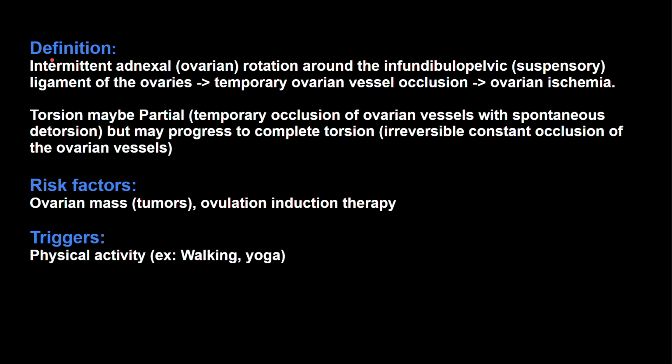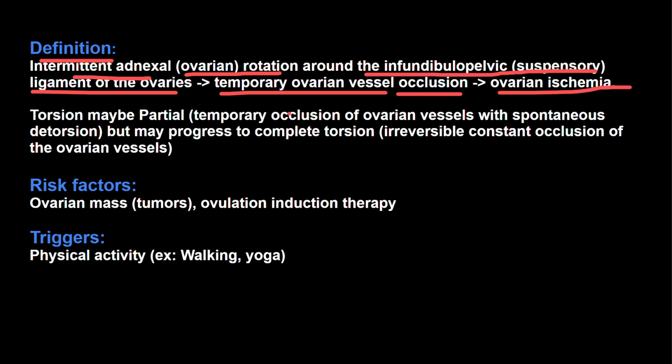Okay, guys, ovarian torsion. By definition, ovarian torsion is the intermittent adnexal ovarian rotation around the infundibulopelvic or the suspensory ligament of the ovary. The suspensory ligament of the ovary basically contains the ovarian vessels, the ovarian artery, and the ovarian vein. And so, if the ovary were to rotate and twist around this ligament, it would result in the temporary ovarian vessel occlusion, and that would result in ovarian ischemia.